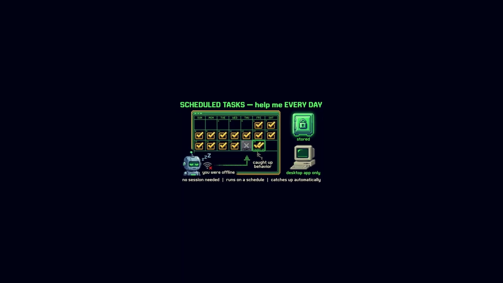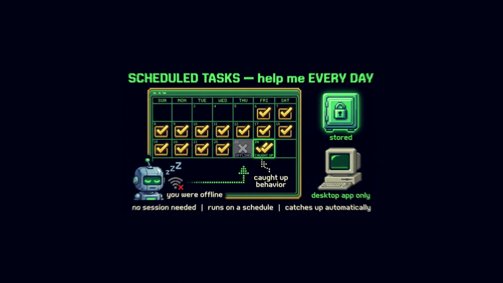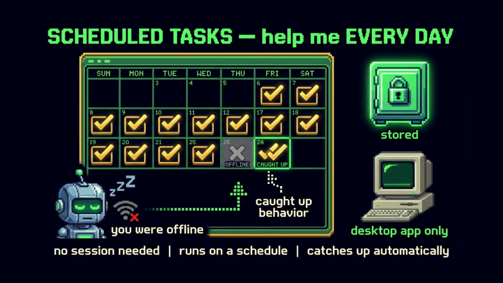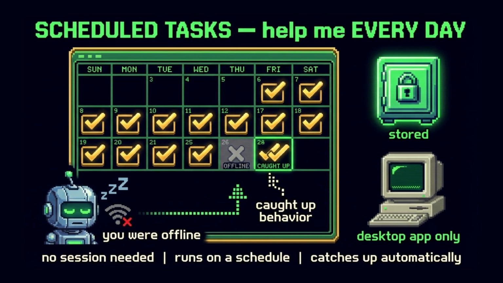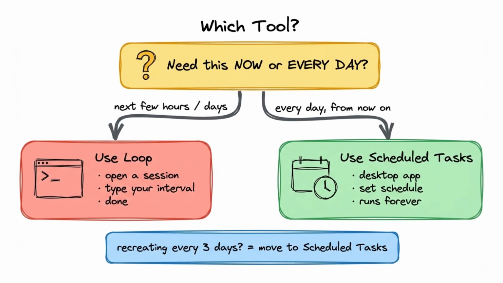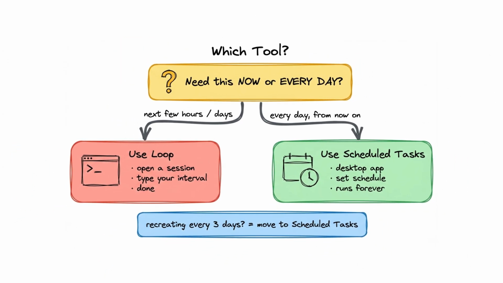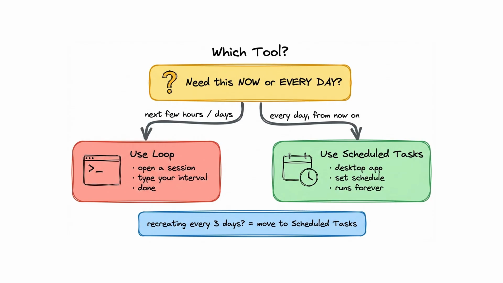Scheduled tasks are stored. They're long-lived. They have catch-up. If your machine was offline when a task was supposed to run, it'll run when you come back. They're designed for daily workflows, weekly reviews, things that should just happen on schedule as a matter of routine. And right now, they're only available in the Claude Code desktop app, though based on how fast Anthropic is shipping, that will probably change.